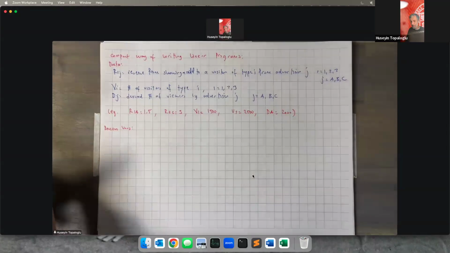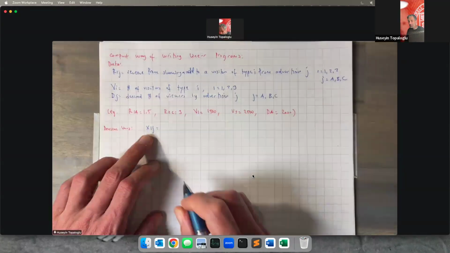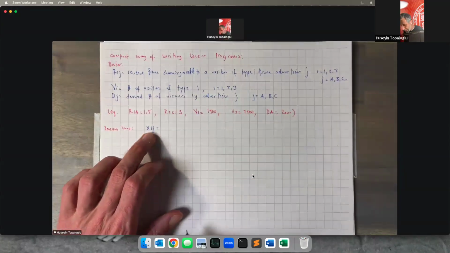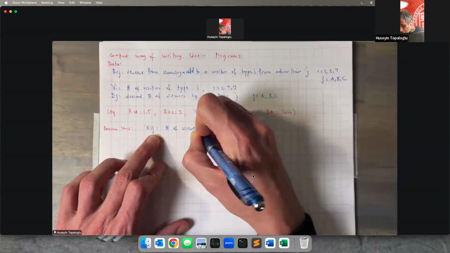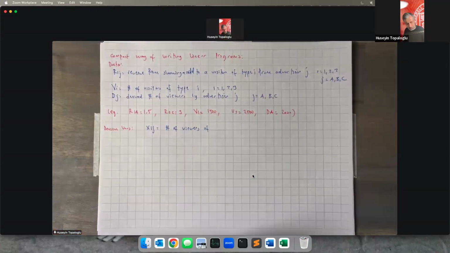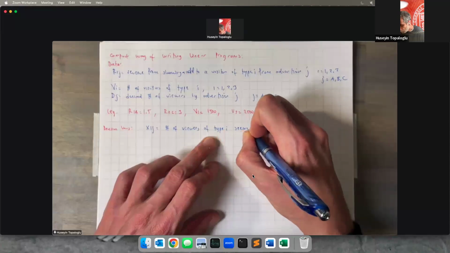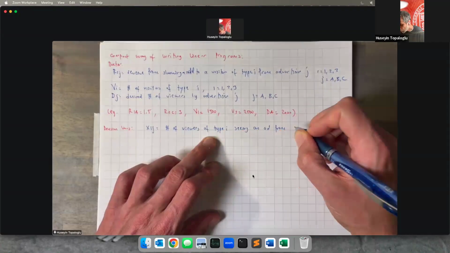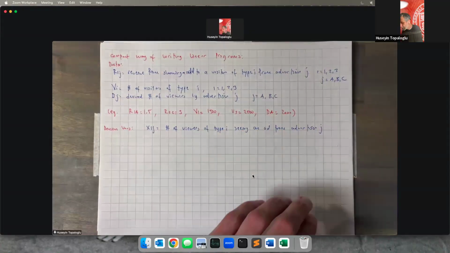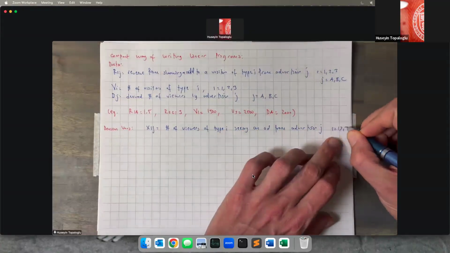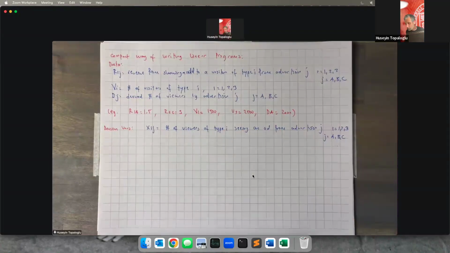Okay, let's specify our decision variable in compact fashion. We're going to use the decision variable X sub ij. X sub ij is going to be the number of viewers of type i seeing an ad from advertiser j. Again, i is ranging from 1 to 3, and j is ranging over A, B, C. Those are our decision variables.